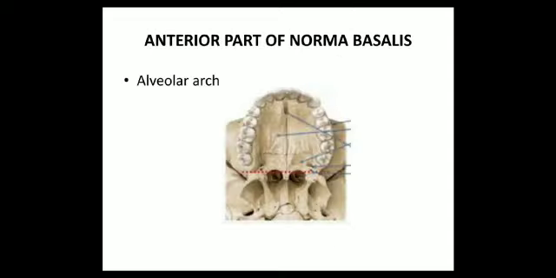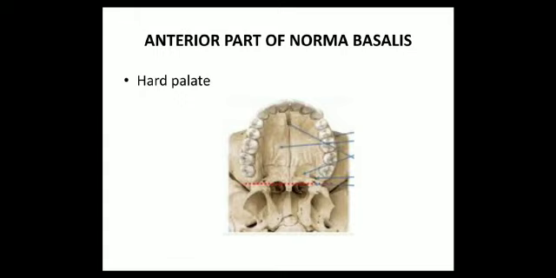foramen magnum. The anterior part of Norma basalis includes the alveolar arch which bears the sockets for the roots of the upper teeth. The hard palate is formed by the palatine process of maxilla which forms the anterior 2/3 of the hard palate, and the horizontal plate of palatine which forms the posterior 1/3 of the hard palate. So, between these two there will be a crisscross suture.